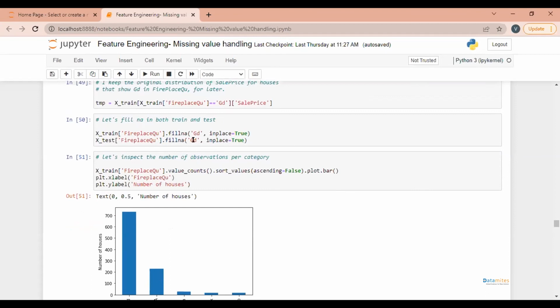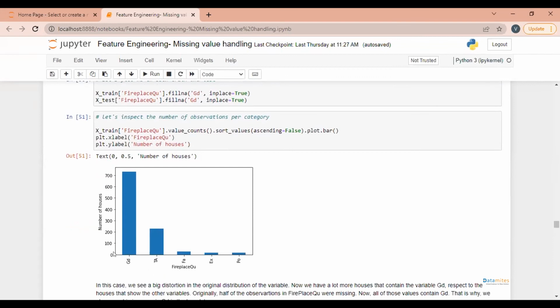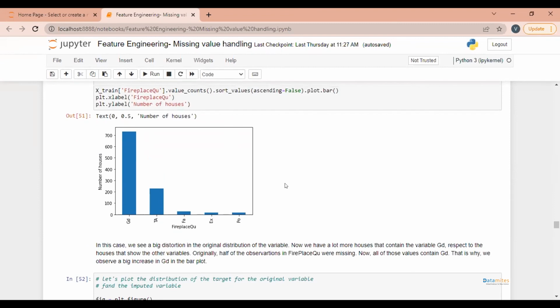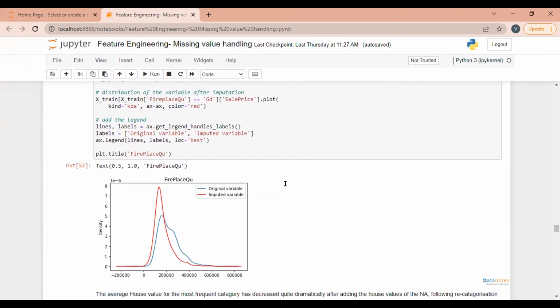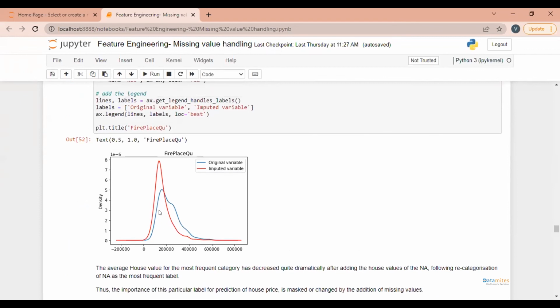After imputation, we have imputed the missing values of fireplace quality with GD. The bar plots show changes, though not distortions. But in the case of distributions, we will see slight distortion. Previously, when we had a lesser percentage of missing values, the distribution seemed quite normal. Here, this is the distribution of sales price before imputation, and this is what it looks like post imputation.